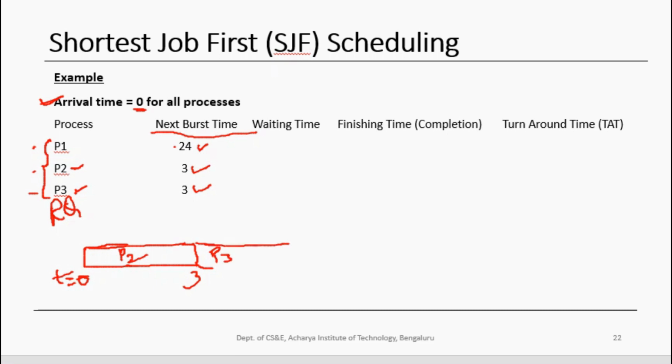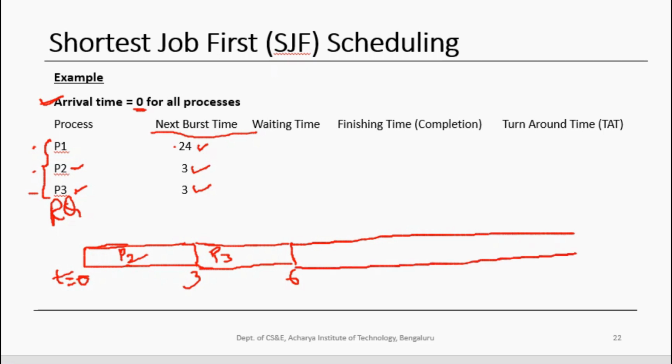Now P3 will run till time unit 6. After that, P1 can be given the CPU, and P1 will complete its CPU burst, that is 24 time units, and finishes at time t is equal to 30.